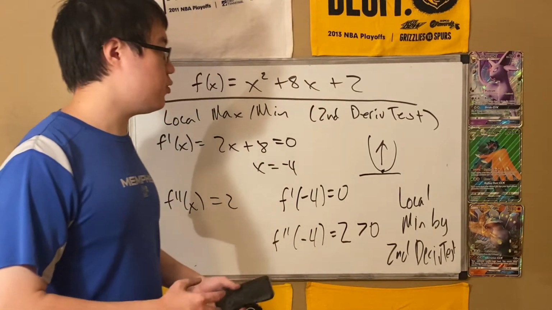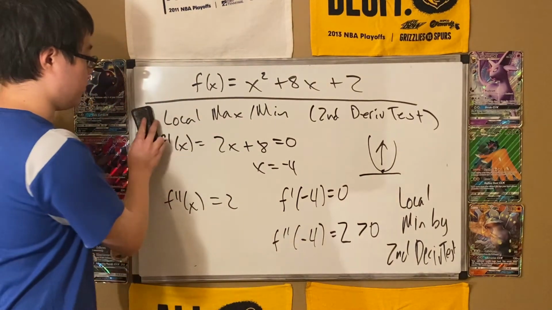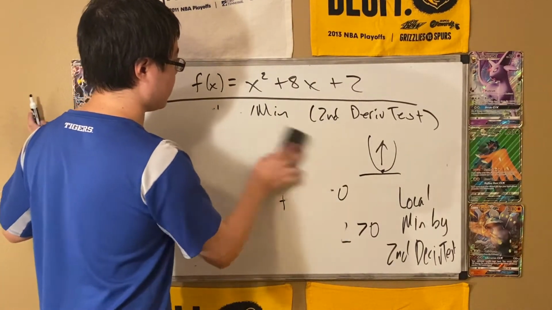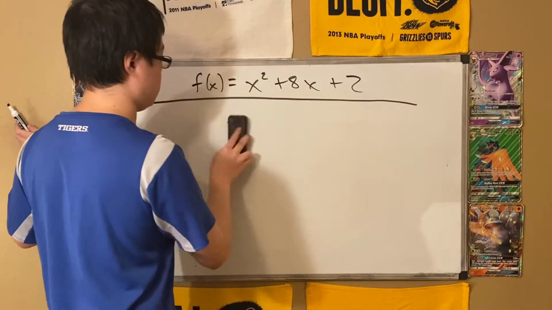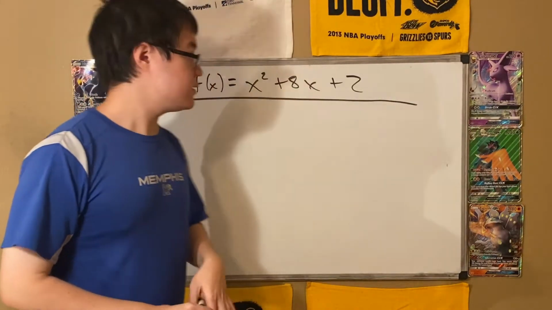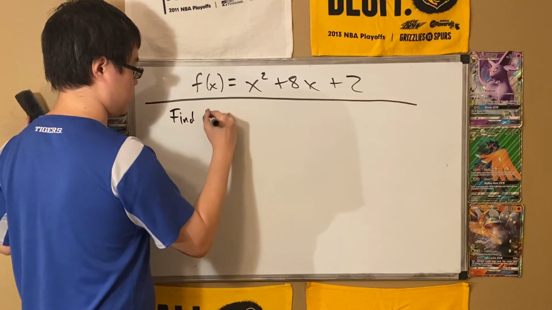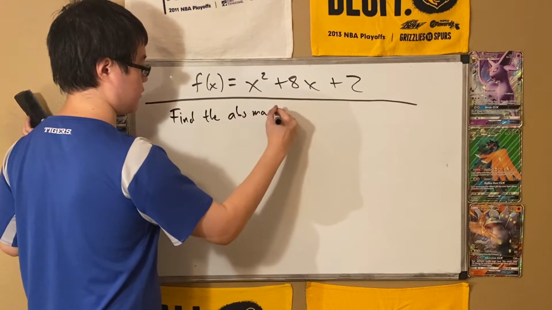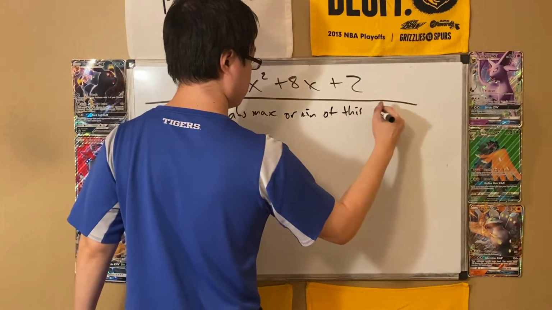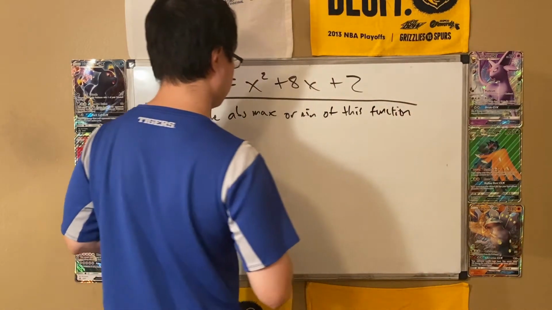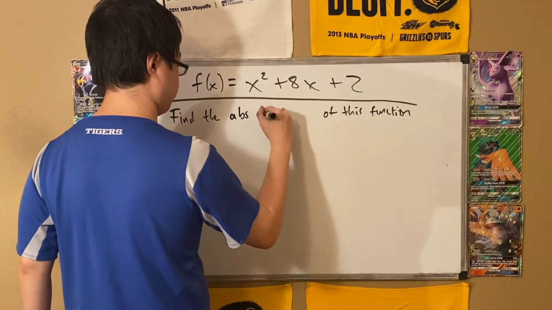So finally, what I want to do is the alternative way to find the absolute max or min when you don't have a closed interval. Let's do that real quick. Let's say we have this function right here. In this question, we're going to find the absolute max or min of this function and justify that it's an absolute max or min. To be more clear, we're going to find the absolute min of this function, not just the absolute max. So let's do abs min.